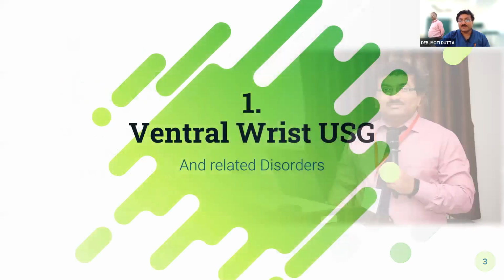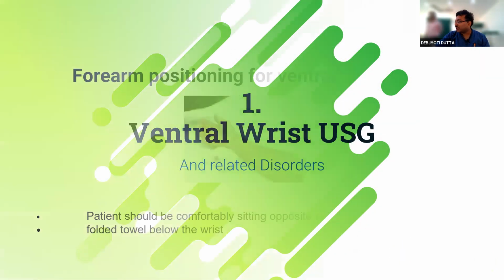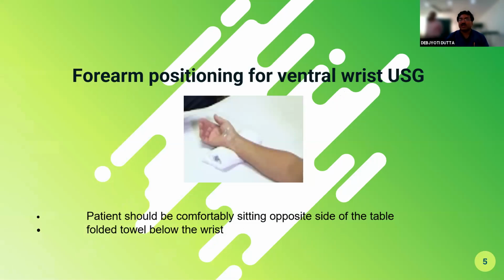For the positioning, today the patient we have already set for the elbow, so we will not be setting again for the wrist. So we'll be doing it with the patient in the supine position. But for the wrist, usually in most of the cases, we do it while the patient is sitting. We put the hand on the table and we sit at the opposite side of the table, put a towel below the wrist, so that the wrist is slightly extended, like in this position. Then we will be examining the ventral portion of the wrist. The patient should be comfortably sitting opposite side of the table, with a folded towel below the wrist.